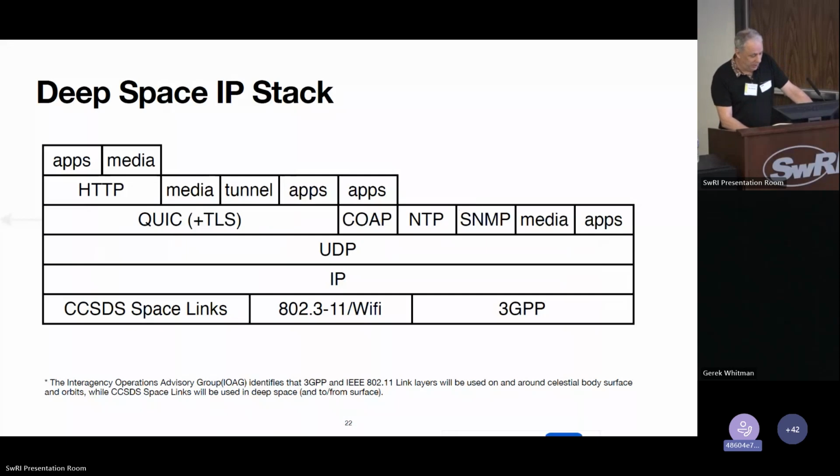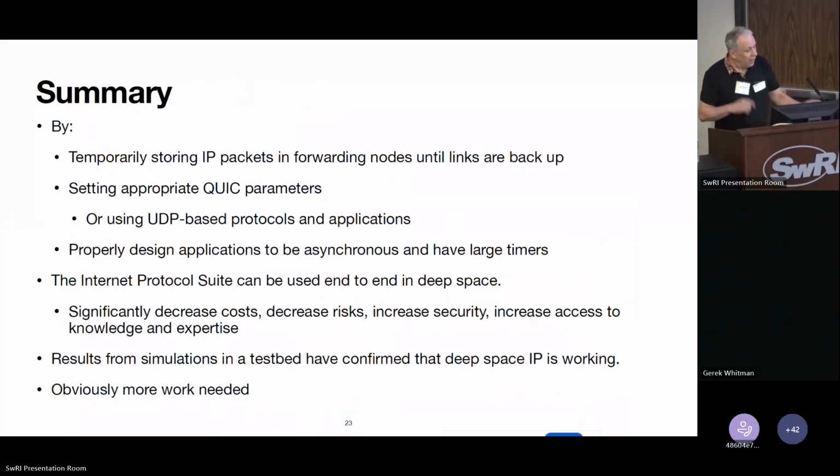I know, I've been the chair of the DTN working group. So in summary, by temporarily storing IP packets in forwarding nodes until links are back up, and setting QUIC parameters, QUIC will provide you a full connection for your application. Or if you don't need those kinds of transport semantics, a UDP-based protocol or application is just fine too.